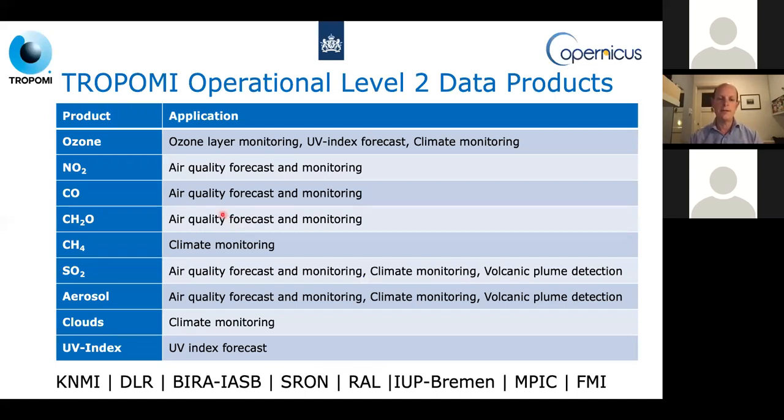So we are currently producing a list of trace gases with the instrument. It's ozone, NO2, CO, formaldehyde, methane, SO2. And we also have aerosol and cloud properties. These are the operational data products that you will find on the archives. We are currently, together with ESA, working on new data products, for example BrO and also vegetation fluorescence. These will become available online, hopefully in the next year or two, also on the archives.